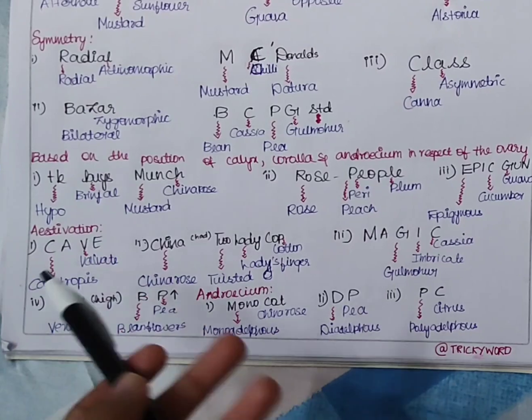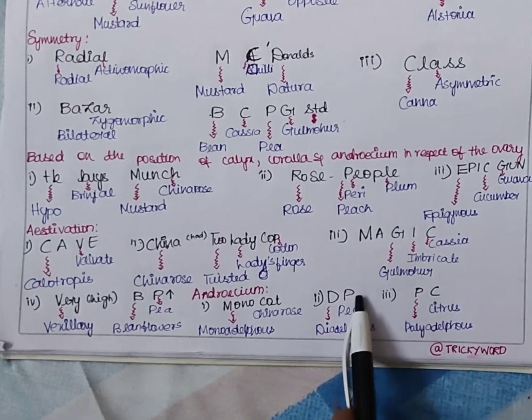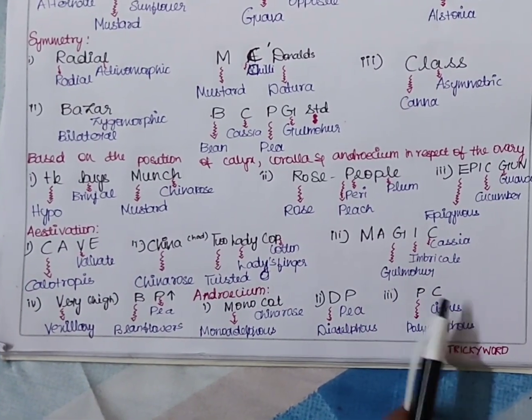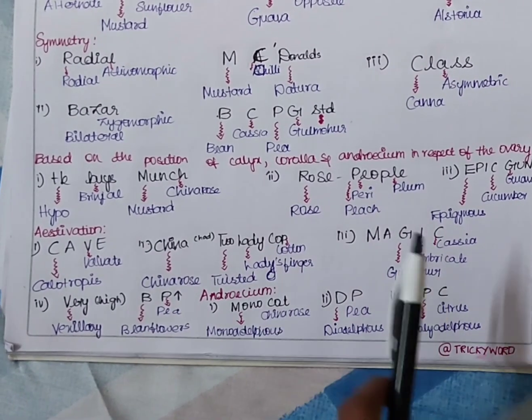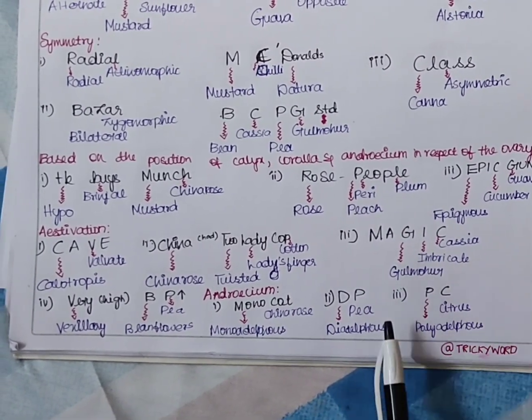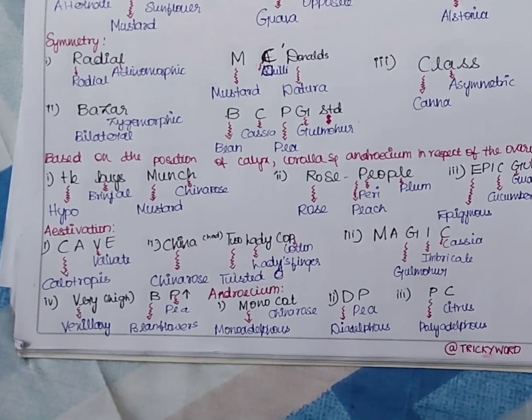It is given for diadelphous and the example will be pea. Next one will be PC. You are keeping DP in your PC, think like that. So the third one will be PC and it is for polyadelphous and the example will be citrus.